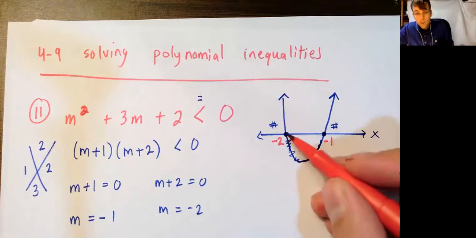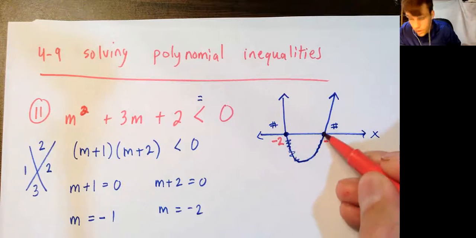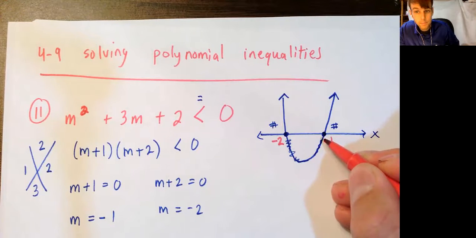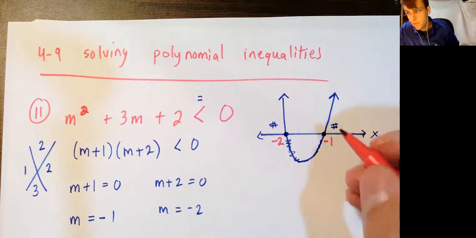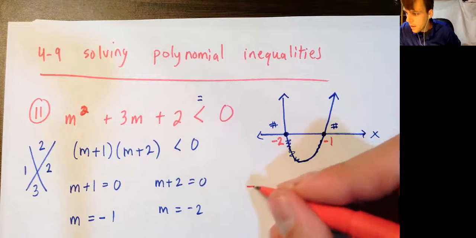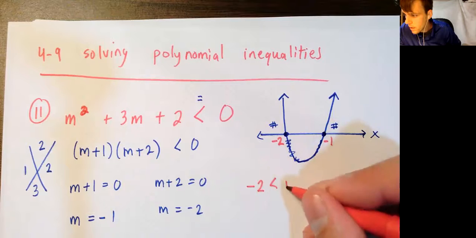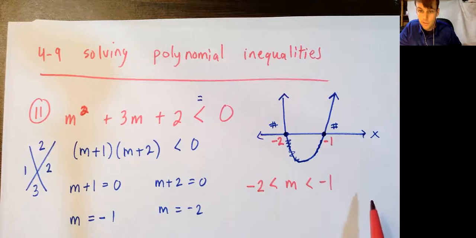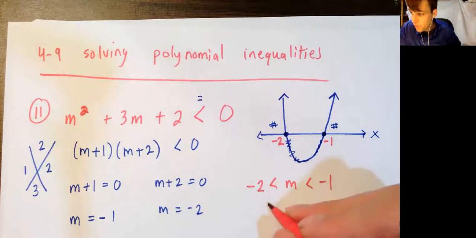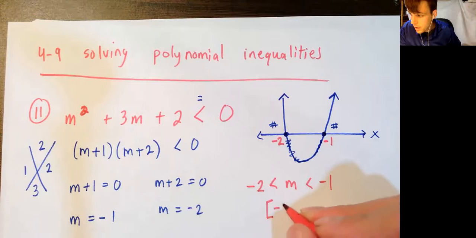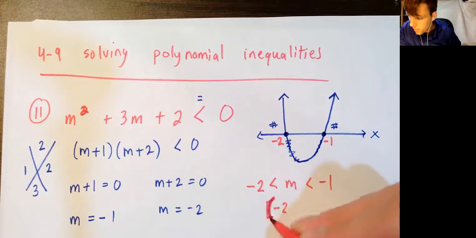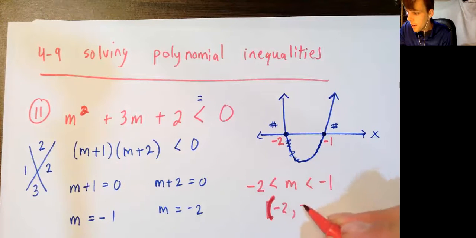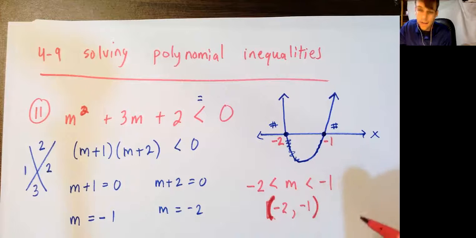Now, our graph is going to be below 0, less than 0, between -2 and -1. So we can write that two different ways. We can say that -2 is less than m, which is less than -1. So m has to be between those two numbers. Or we could write it as an interval and say our solution is between, this should be an open parenthesis because we're not including -2 and -1. It's between these two values, not including them.